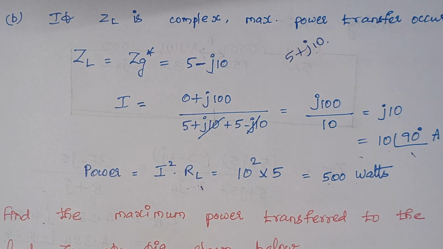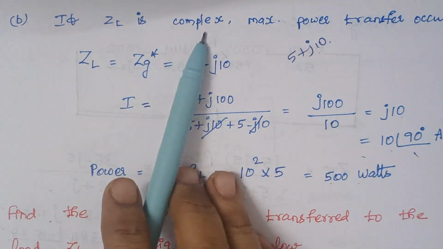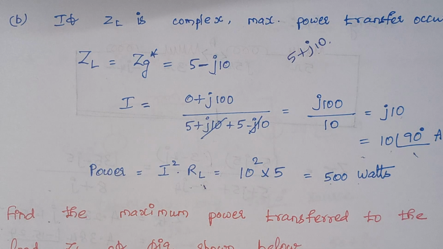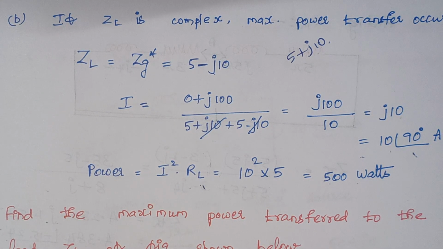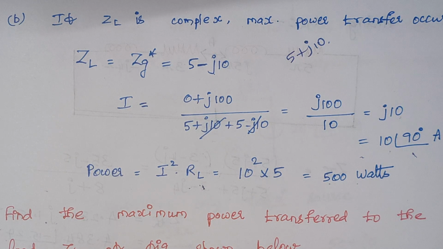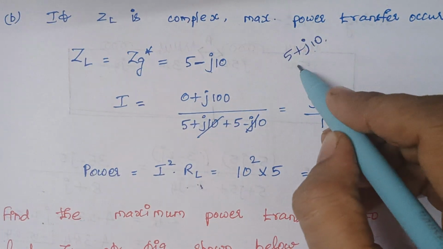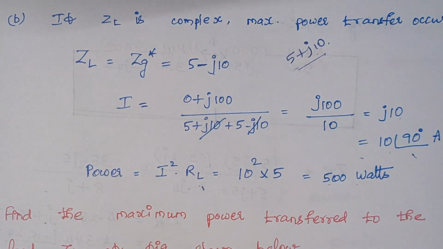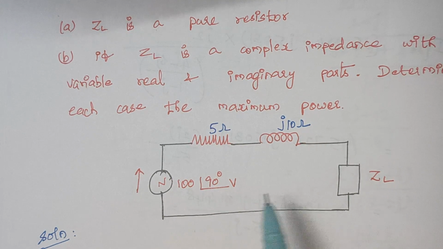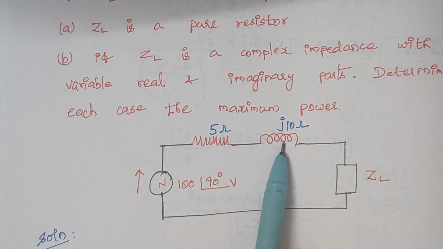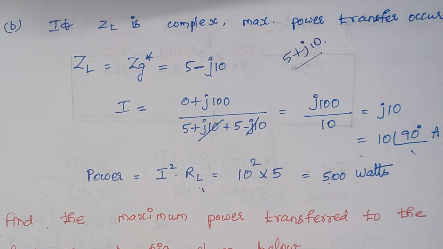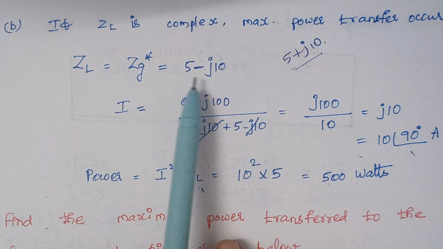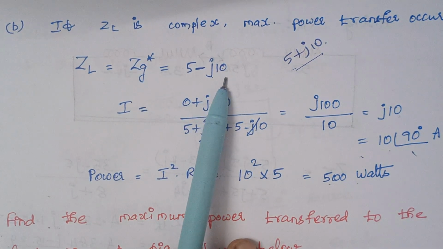The second part is, if ZL is complex, then we have to calculate the maximum power. If ZL is complex, then we have to assume the complex conjugate of the source impedance. So what is the complex conjugate of the source impedance? When you look at the problem, the source impedance is 5 plus j10. So the complex conjugate is 5 minus j10.